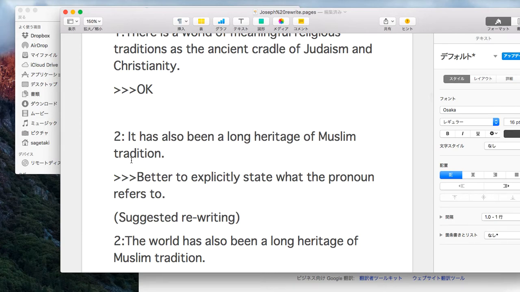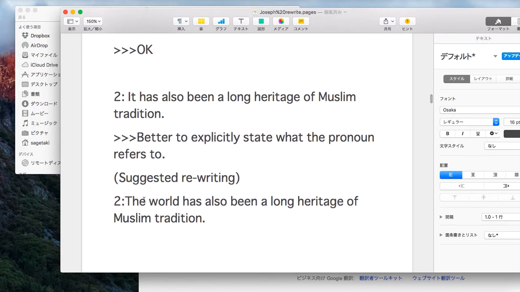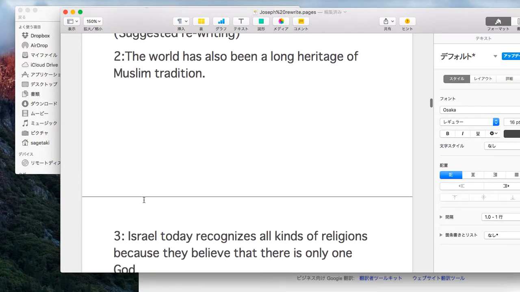Instead of saying "it has also been a long heritage of Muslim tradition," why not say "the world has always been a long heritage of Muslim tradition," or "Israel has always been a long heritage of Muslim tradition."